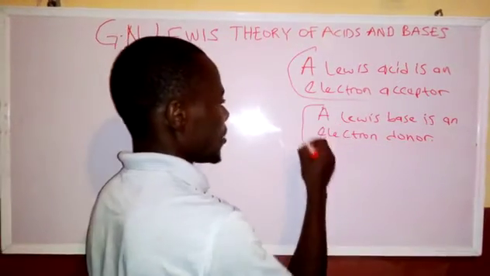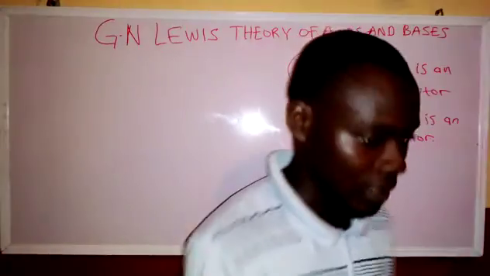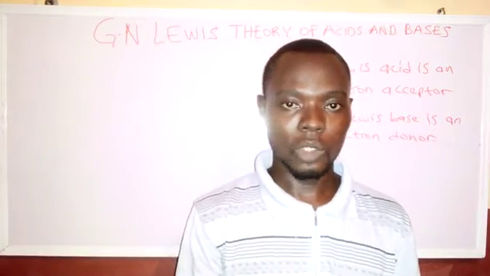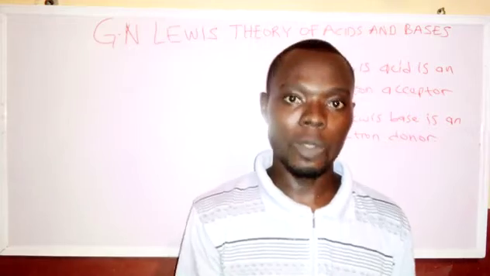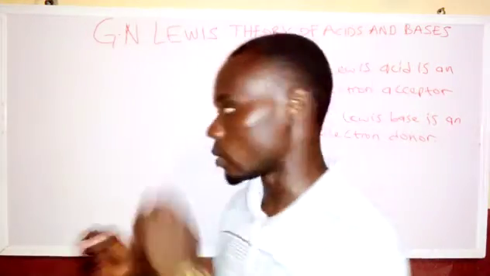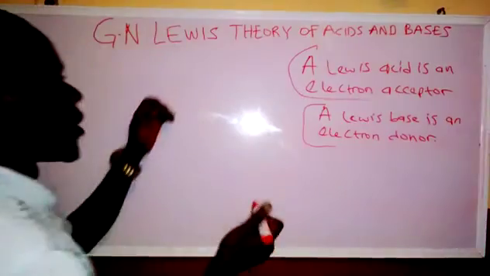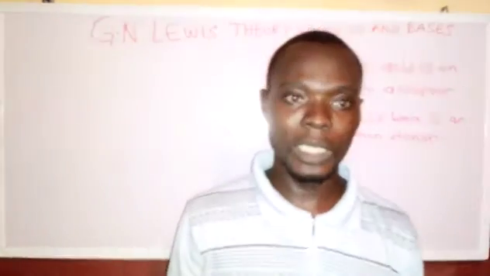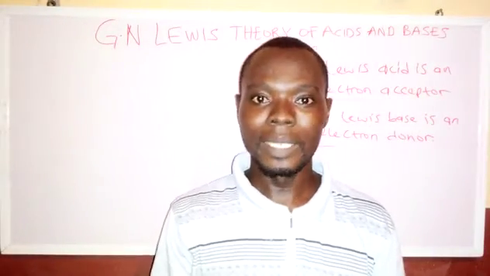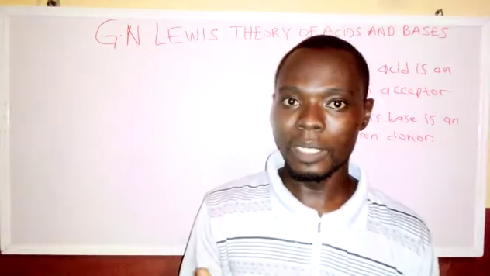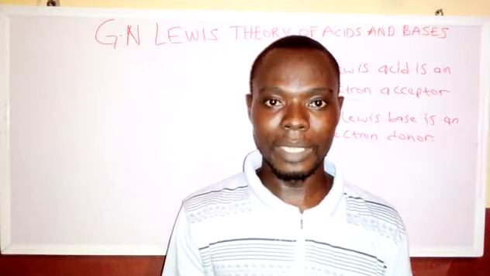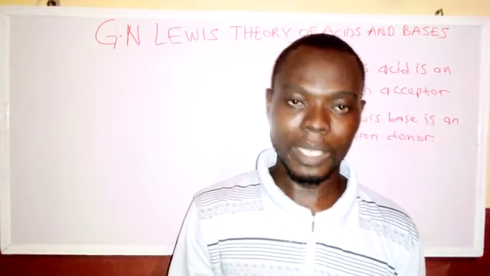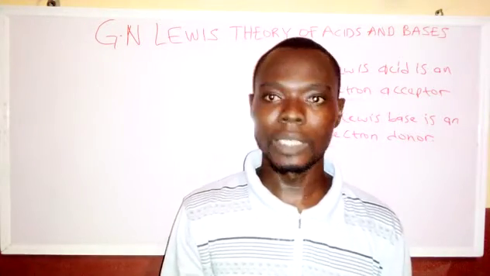Now I mentioned the other time that a Lewis acid will accept electrons to form a coordinate covalent bond, and a Lewis base will donate electrons to form a coordinate covalent bond. So please take note of something. When you are talking of a coordinate covalent bond, you are talking of a covalent bond in which the electron pair is donated by one of the participants, not by the two of them. Are you getting it?